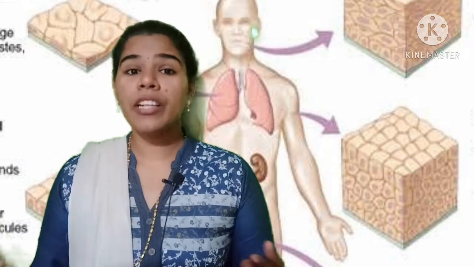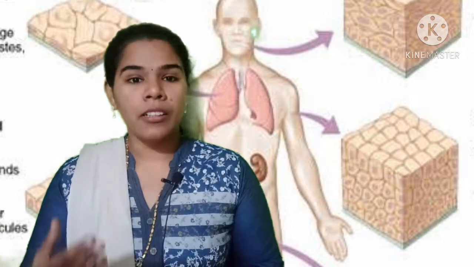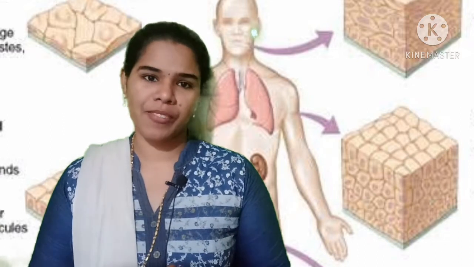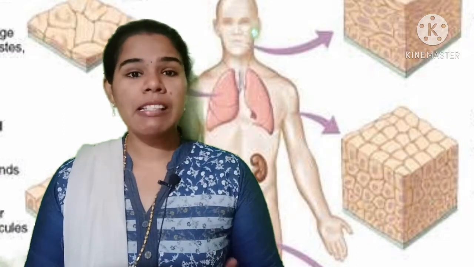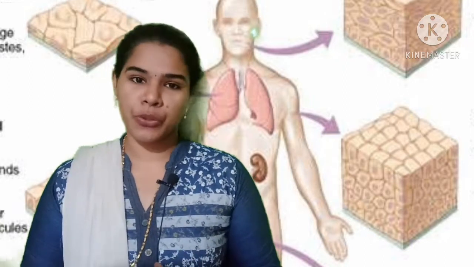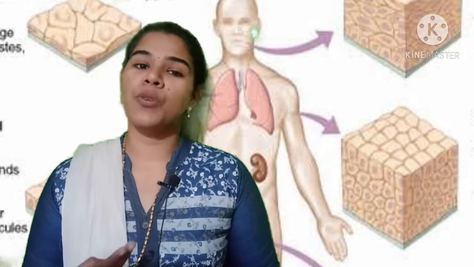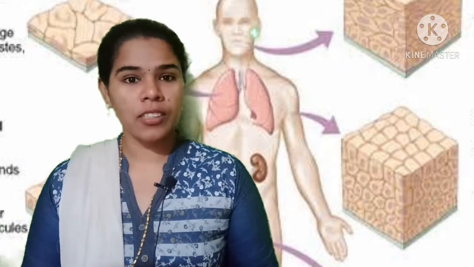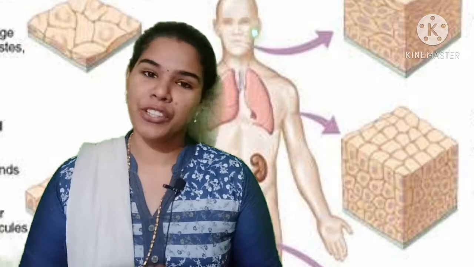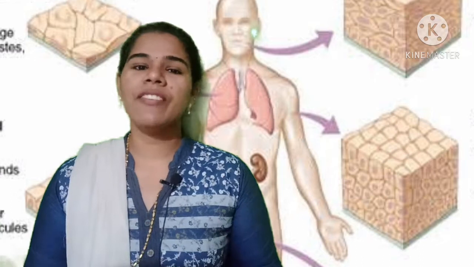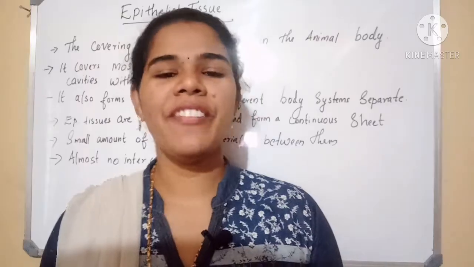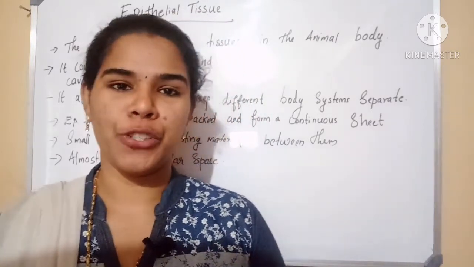According to their function, animal tissues are mainly classified into 4 types. The first one is epithelial tissue, the second is connective tissue, the third is muscular tissue, and the fourth is nervous tissue. These are the 4 different types of tissues. Today we learn about the first one, epithelial tissue.